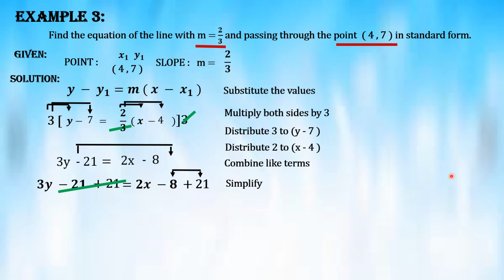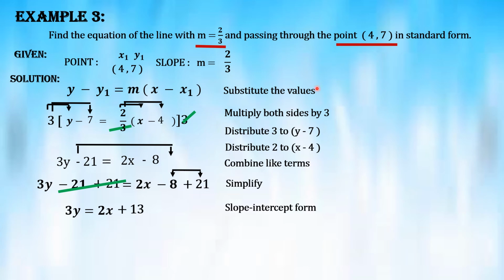And then, simplify negative 8 plus 21. So, you have now, copy 3y equals 2x. So, negative 8 plus 21, unlike signs ulit. So, 21 minus 8, that is 13. Yan, yung sign ng mas mataas is positive, kaya naging positive 13 yung sagot natin. Okay? So, as you can see, that is in slope-intercept form.